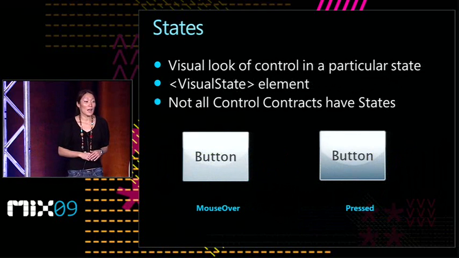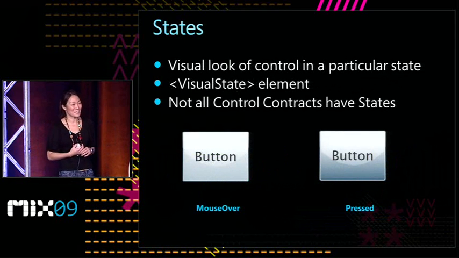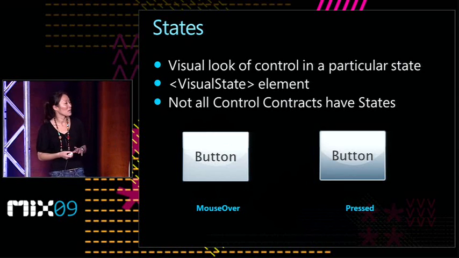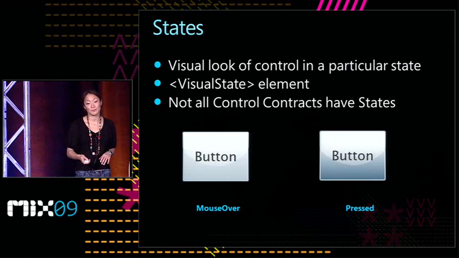The second element of the parts and states model is states. States are a way for you to define the way a control template should look in the mouse over state or in the press state. They're defined using the visual state element inside of the control template. And again, as a call out, not all controls have states. It depends on the particular control. So up here is a picture of the way the button might look in, say, the mouse over state, and how it'll look a little bit darker in the press state.